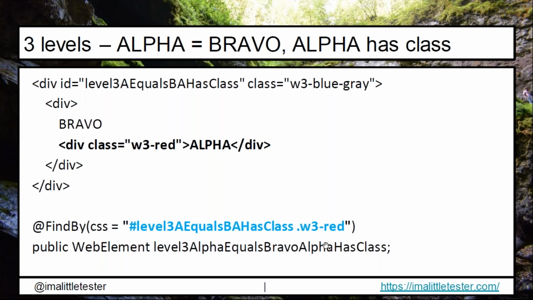We're looking again at this selector here in blue. When this is evaluated, it says, find me the first element with this ID, and then find me the first child of this element that has this particular class. And that is enough to identify alpha. Because we have written this particular selector, we will store it into a web element, because this will guarantee that the element is unique. It's the only element with this class in the children of the element with the ID.